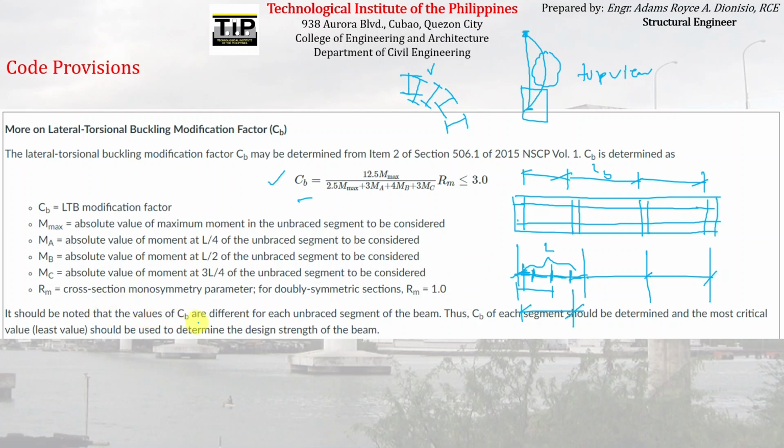It should be noted that the values of Cb are different for each unbraced segment of the beam. Thus, Cb of each segment should be determined and the most critical value or the least value should be used to determine the design strength of the beam. Okay, so we have to compute the LTB modification factor on each segment, and then we have to choose the least value of the Cb. So bakit? Why do we need to choose the smallest? Bakit hindi yung largest? Okay?